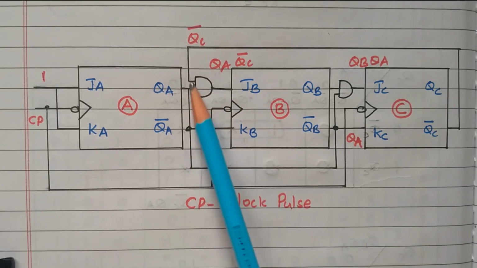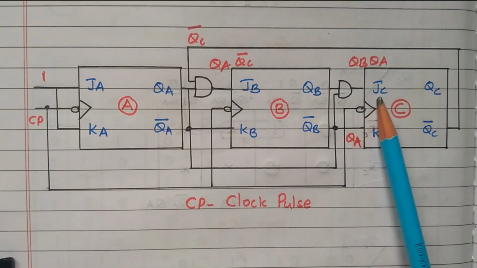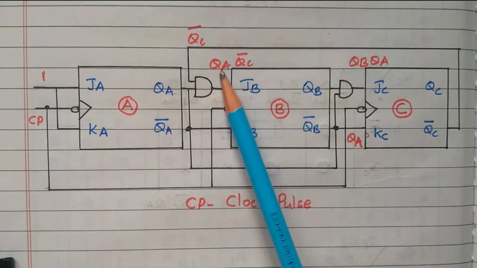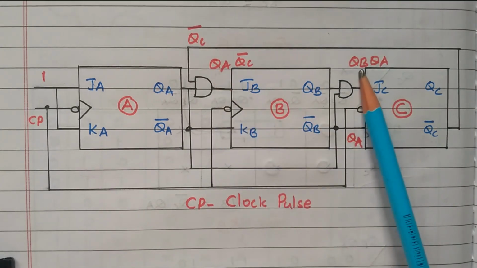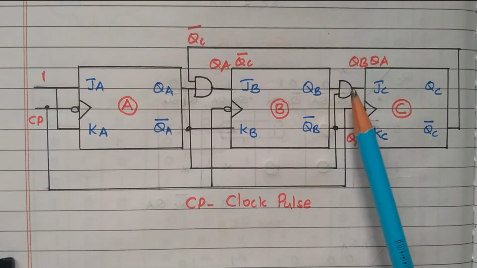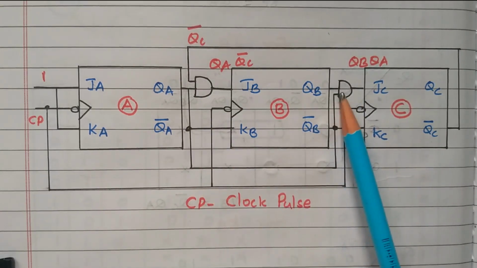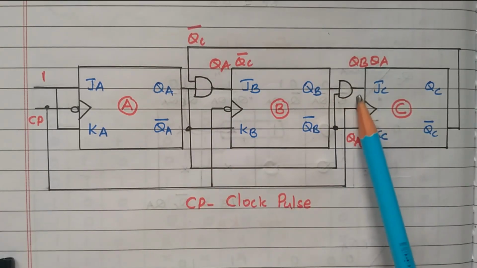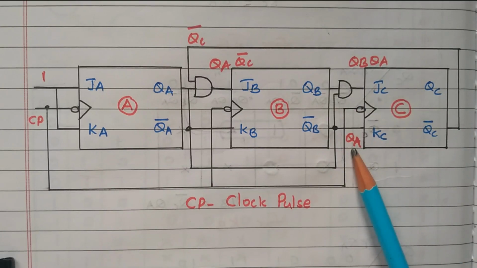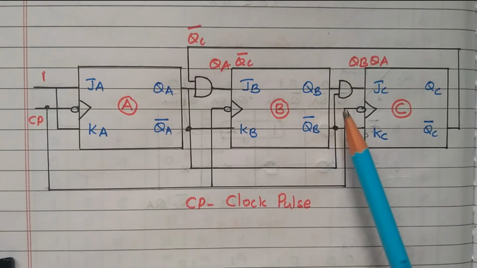What is the expression for KB? Only QA, right? This QA is given to KB. What is the expression for JC? JC is QB into QA. These are all what we discussed from the K map. These expressions are available in the K map. QB into QA. The QB is available here. We have one AND gate. QB is available. Where is QA? QA is available here. QA is connected. So QB and QA multiplied, QB into QA, is given to JC, right? What is KC? KC input is QA, right? This QA is available here. That is given to KC also, as well as this AND gate.